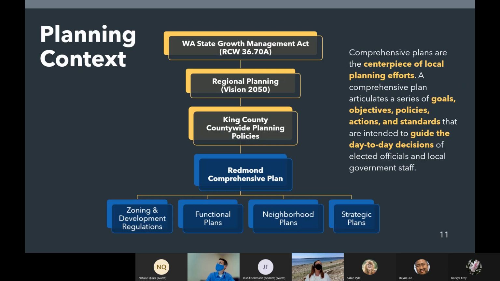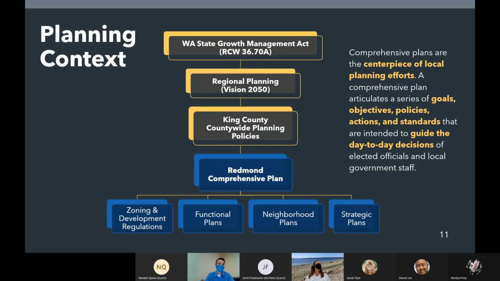The next slide. So this slide shows the planning hierarchy in Washington State. The Redmond Comprehensive Plan, shown in the second to bottom row, articulates the community's vision and sets policies to achieve that vision. It guides the day-to-day decision-making of elected officials and city staff.